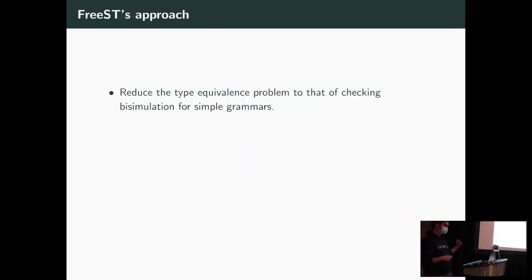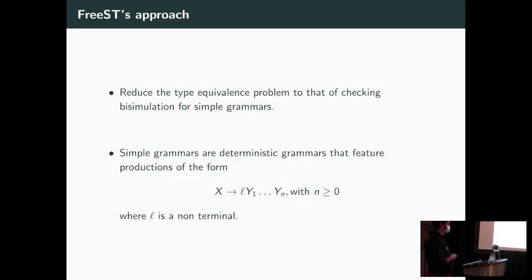So FreeST is the language that we have implemented with this system. In FreeST, we reduce the type equivalence problem to that of checking simple grammars, which are deterministic grammars that feature productions of this form. For each non-terminal X and terminal L, there is at most one production of this form.